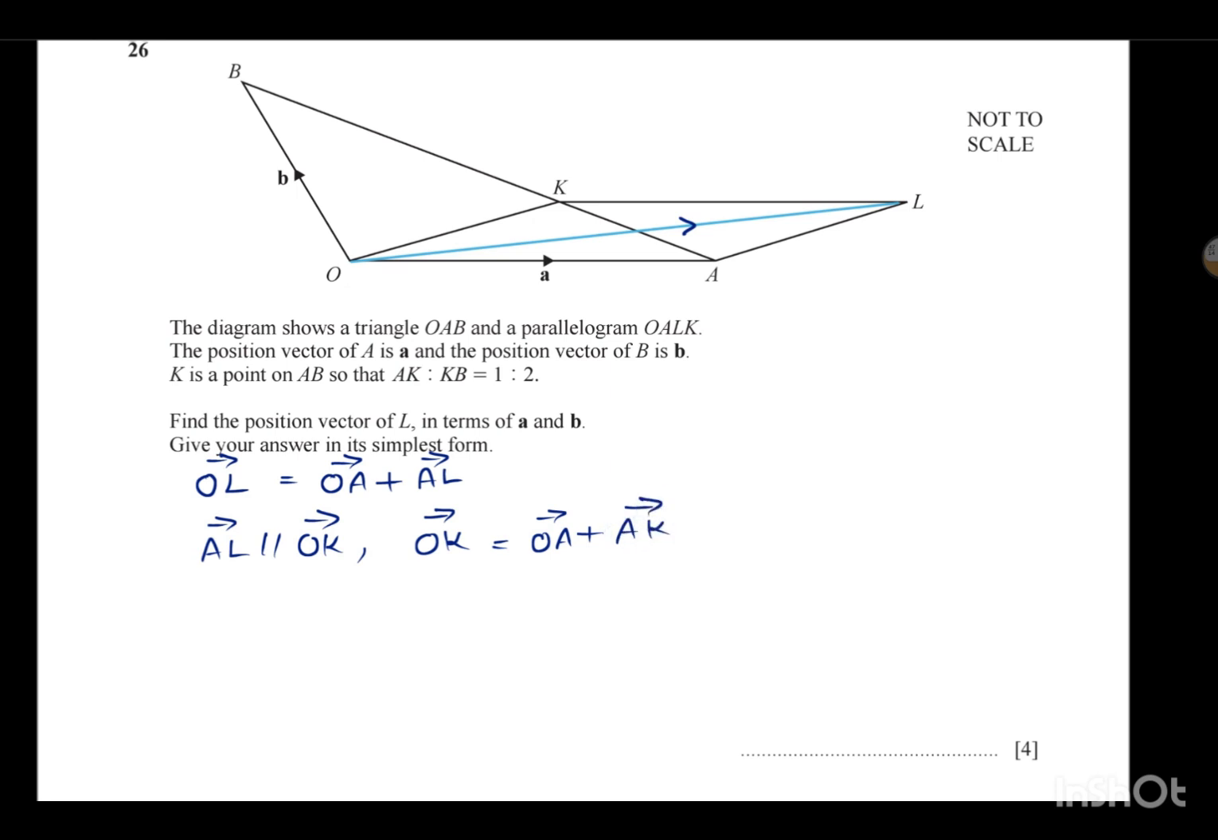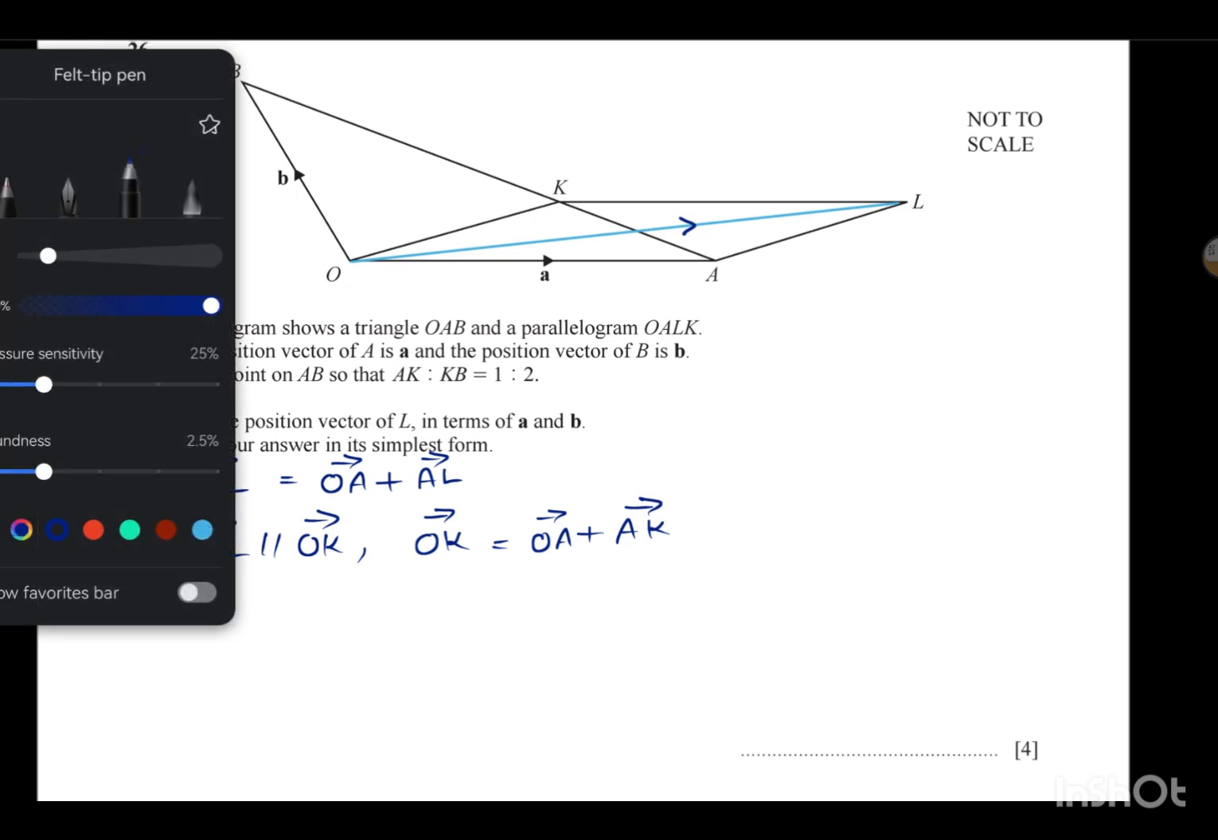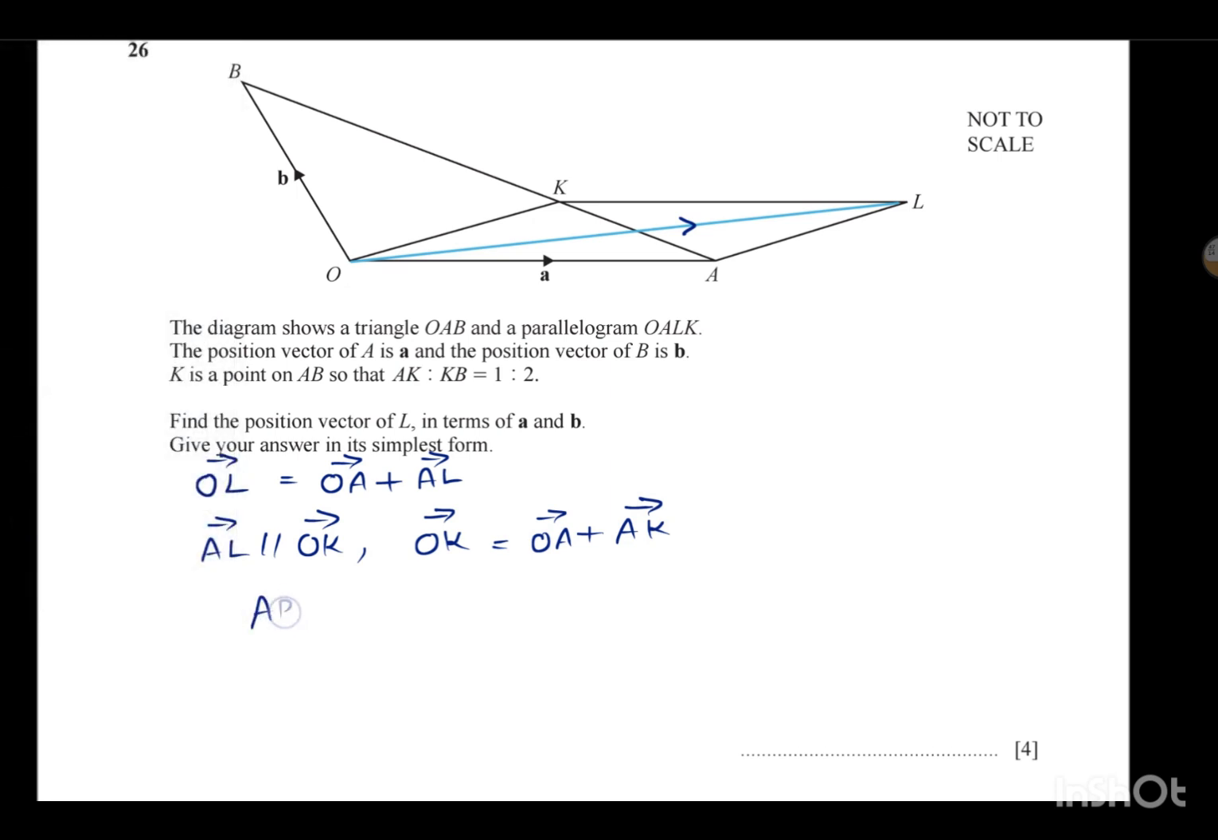To get AK, we should know AB. To find out AB also, AB will be AO, this direction, plus OB. So AB is minus A plus B, that is B minus A. Taking AB, we can find out AK now.